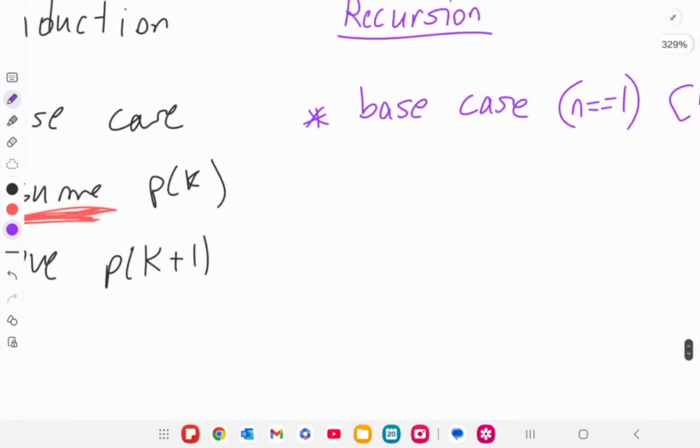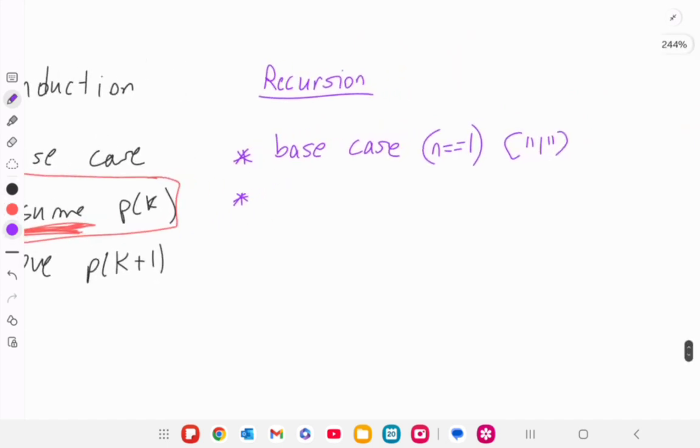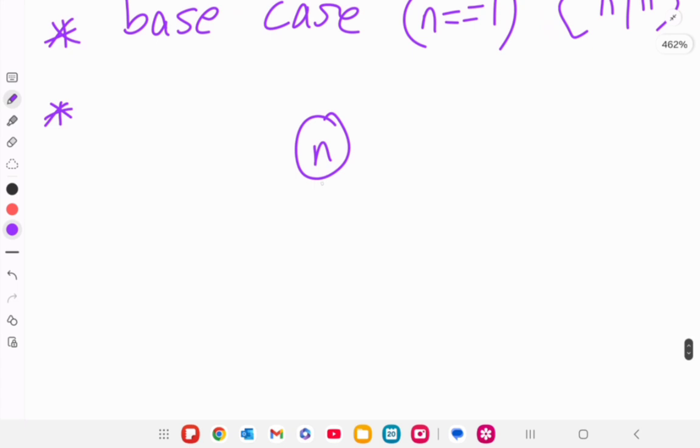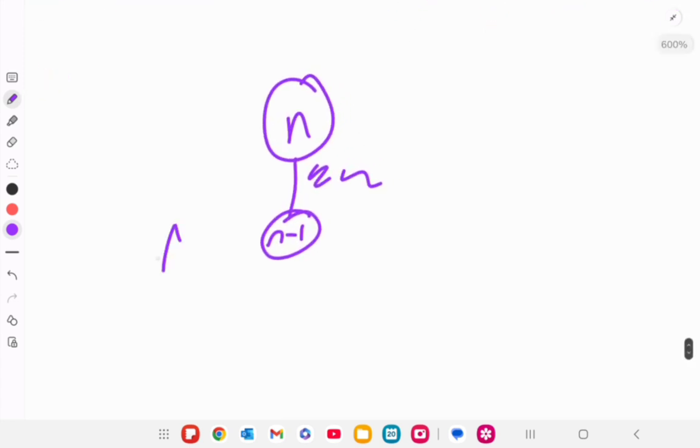Next step, which most people forget when they write recursion, is assume P of k. And this means when you call the function itself, just assume that it is giving you the right output. So for example, I have an input of size n, right? To find the solution for n, I'm gonna use the solution for n minus 1 and then do some work here for it to become the solution for n. When I call the function itself on n minus 1, just assume that it is giving me the right output and work on that output.